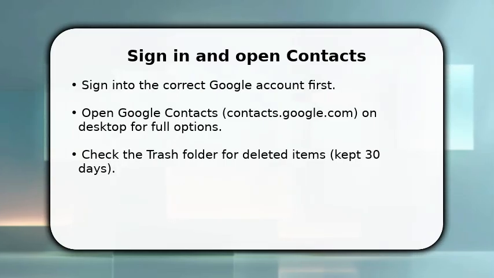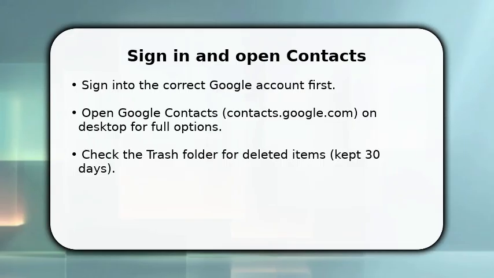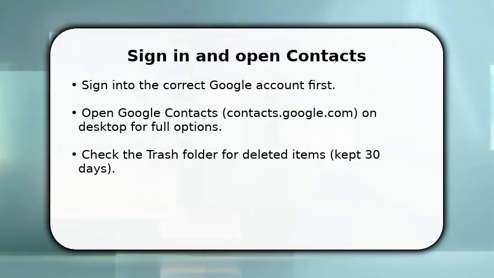Enjoy the video. You start by signing into the exact Google account where the contacts lived. This makes sure you're looking at the right data. Once signed in, open Google Contacts on desktop because the trash and undo features are easiest to use there. Then go straight to trash.